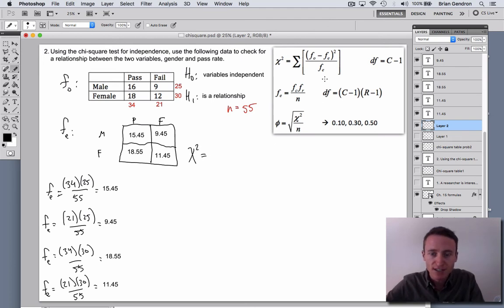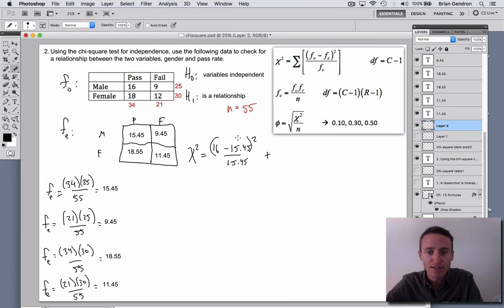So this process right here has to be done for every cell in your matrix or every box in your table. So we have 4 boxes. We're going to do this for all 4. So let's start with the top left box. The observed value was 16. Subtract the expected value of 15.45. Square that difference. And then divide by your expected value. And we do that for all 4 boxes.